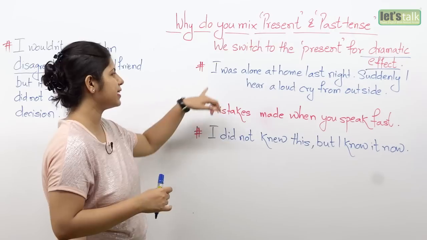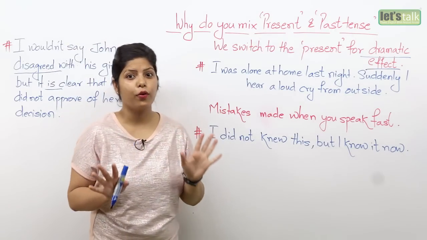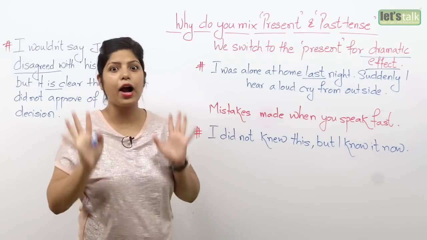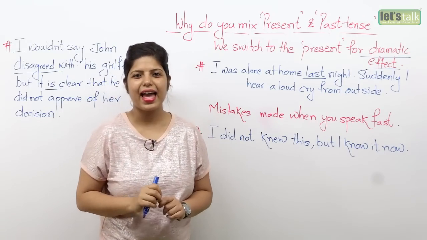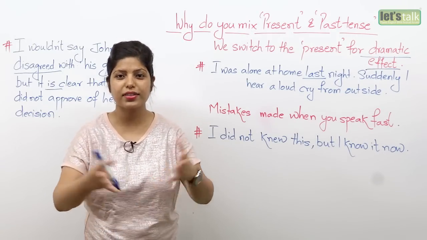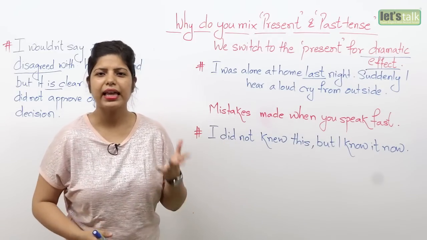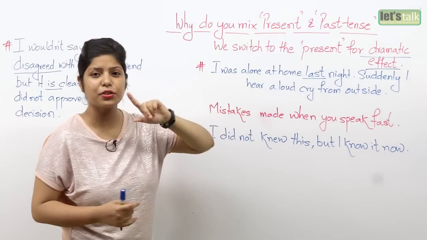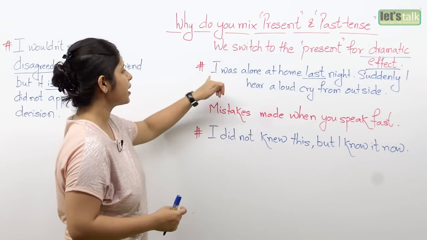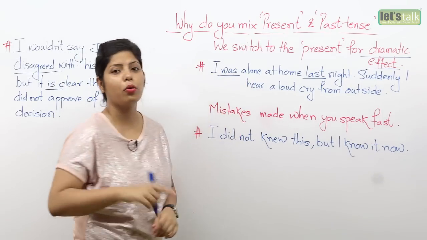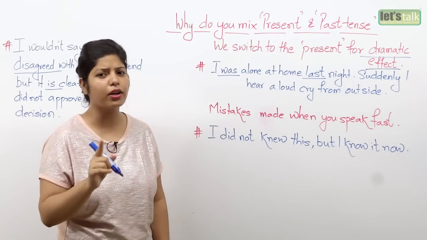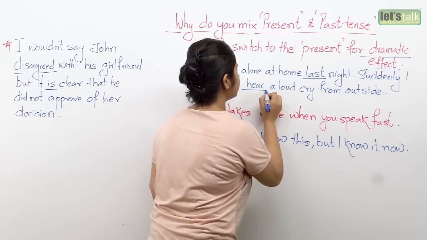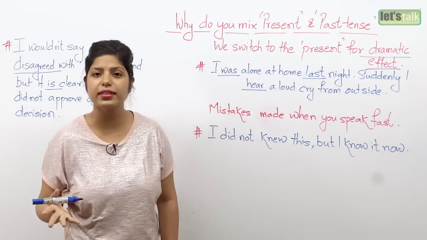So let's look at this sentence. I was alone at home last night. Suddenly, I hear a loud cry from outside, and I get up from the couch to see who's outside the door. Now, when I say something like this, what I've done is I have mixed the two tenses. If you noticed, I have said I was alone at home last night, which means I'm talking about the past, correct? And then I said, suddenly I hear a loud cry from outside.